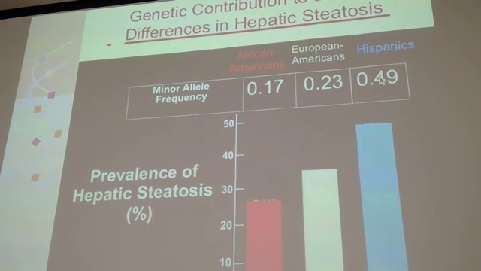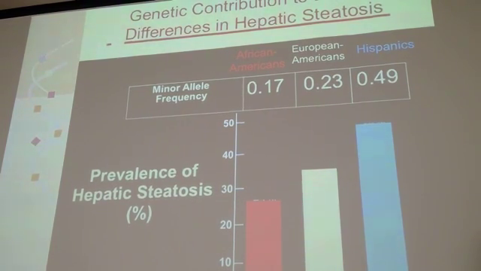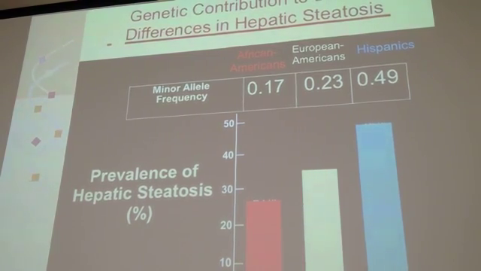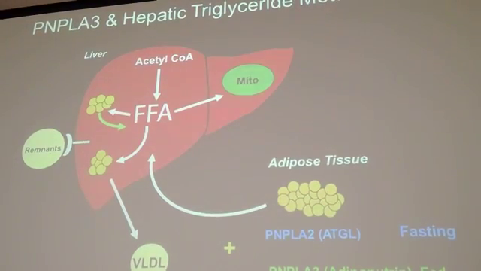Almost half of Hispanics carry that variant, almost 3 times as many as African Americans, and it's highly proportional to the prevalence of steatosis. So this can explain a genetic basis, nothing to do with diet or anything like that. In this case, it's a genetic predisposition that leads to this difference across these 3 groups. And just some interesting biology here.